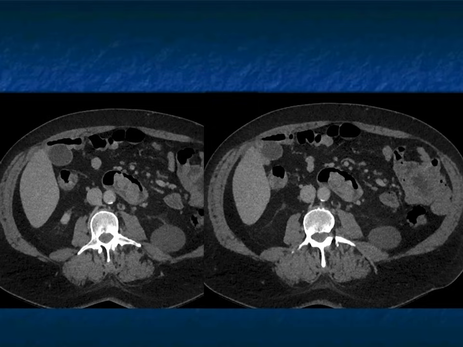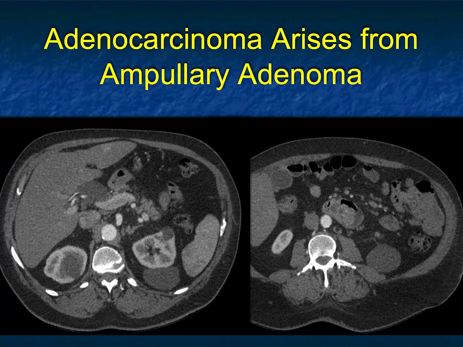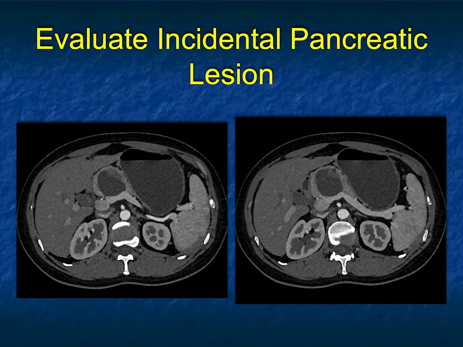You can see by the number of images I'm showing, I really like this case, which was an adenocarcinoma arising from an ampullary adenoma. It was obstructing and invading the common duct and the pancreatic duct. A really nice case. Another case, cystic lesion, head of pancreas.